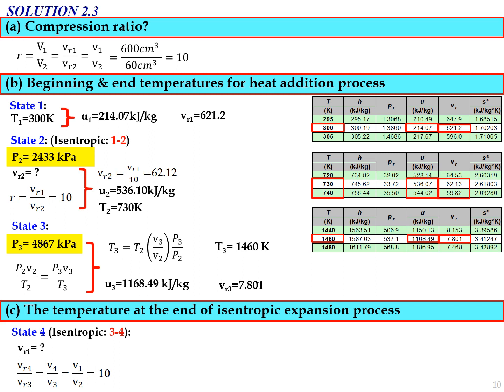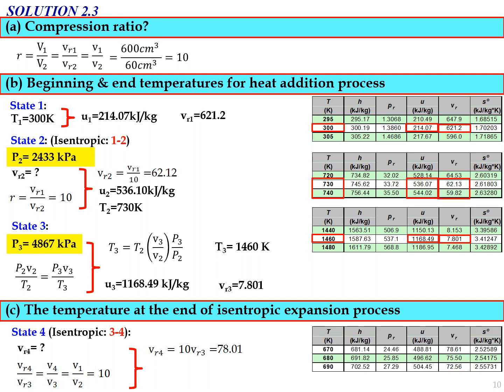So for VR4, we can manipulate the compression ratio formula, where we know that VR4 divided by VR3 equals V4 divided by V3, and V4 equals V1, V3 equals V2. So the ratio V4 divided by V3 actually equals V1 divided by V2. That represents the compression ratio value, which is equal to 10. So rearranging the equation, we get the value for VR4, which is equal to 78.01.